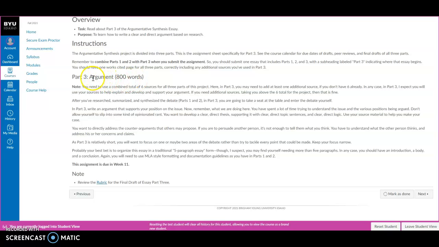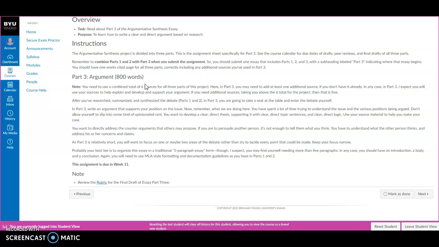This particular part is the argument part. So part 1 was introducing the argument, introducing the points of view. Part 2 was going more in depth into the various points of view, and also synthesizing those points of view, what they had in a different aspect and what they had that was similar. Now you are going to actually argue. What is your side? What is your point of view? What do you agree with and what do you disagree with? This part will be 800 words minimum.